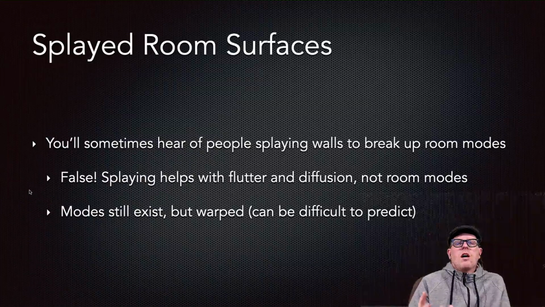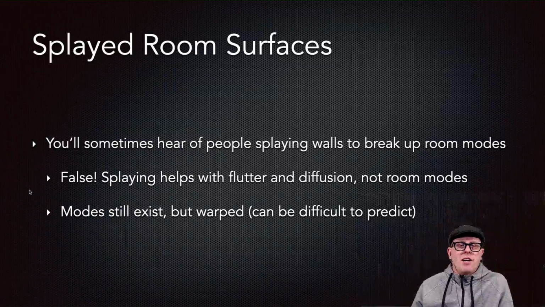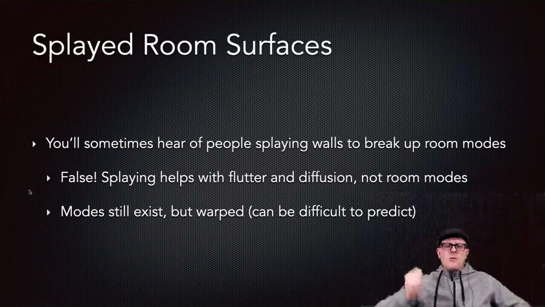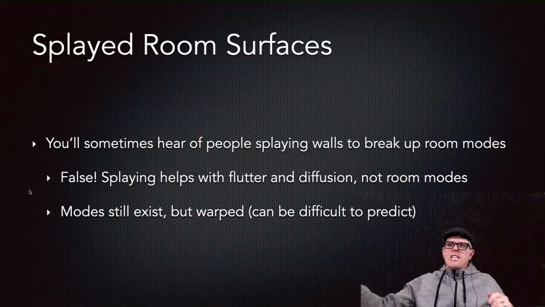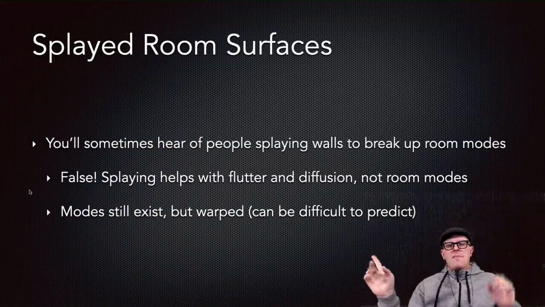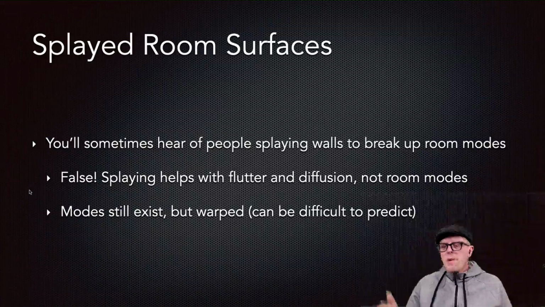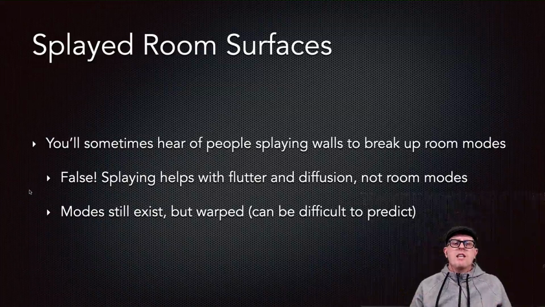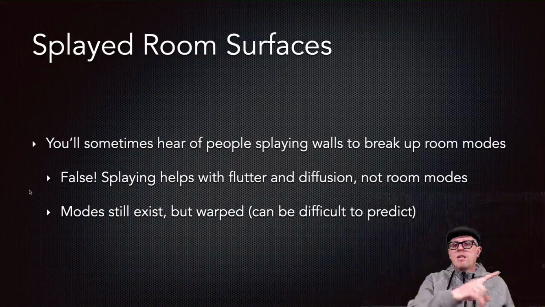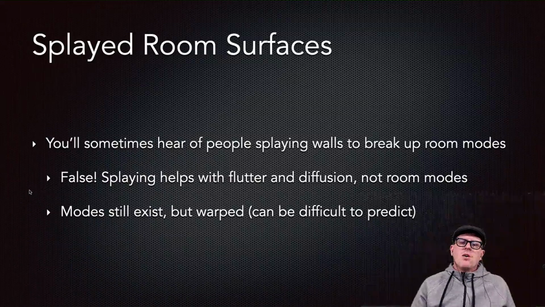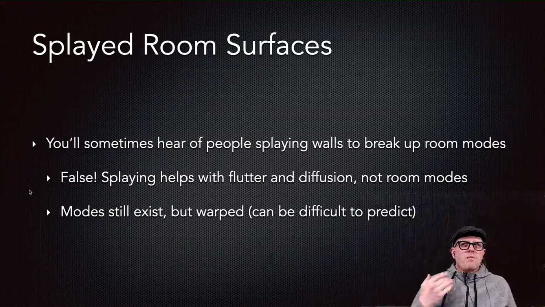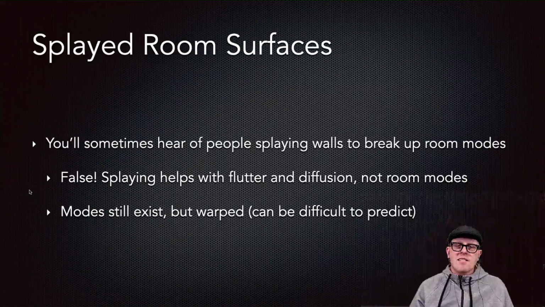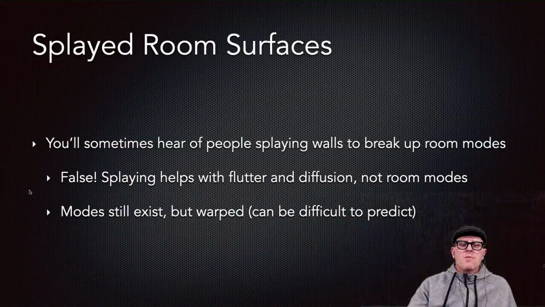When we were talking about flutter echo earlier in the semester, if I had a snare drum and I'm playing the snare drum in the room, the echo is going to be going brrr, and it echoes back and forth and back and forth. But by splaying the walls, it's going to make the sound bounce around the room. In other words, diffuse that echo so that the energy's in the room, but it's not reflecting back and forth in there. So people have this misconception that splaying walls also breaks up the room modes. It affects them, but it doesn't destroy them. The modes still exist, but they're warped.